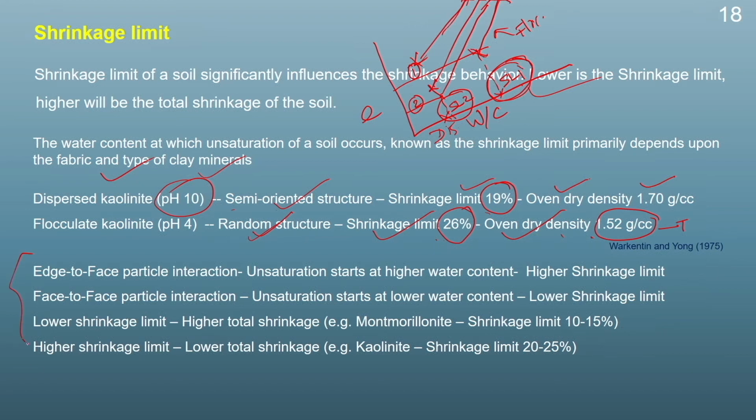So, this has been summarized here. Edge to phase particle interaction, the unsaturation starts at a higher water content and therefore, a higher shrinkage limit will be obtained. Phase to phase particle interaction will bring unsaturation at a lower water content, therefore, a lower shrinkage limit will take place. Lower is the shrinkage limit, higher is the total shrinkage. Say for example, montmorillonite soil, the shrinkage limit is between 10 to 15% and it will shrink very high.